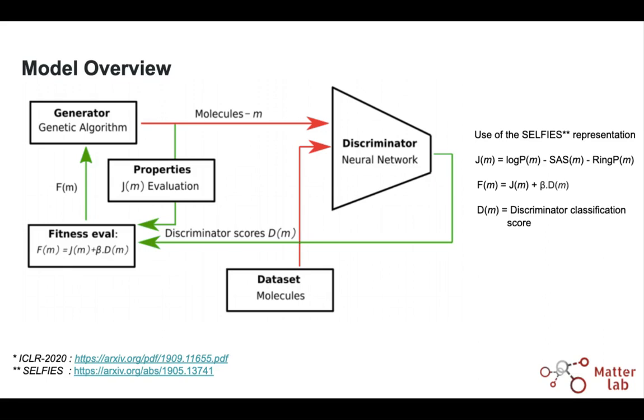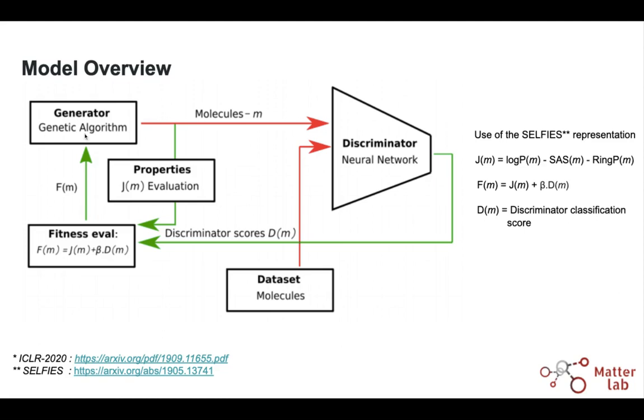For the mutations, we make use of the SELFIES representation. Why SELFIES? Well, SELFIES are 100% valid. So we can essentially make any mutation to a SELFIES molecular string representation, and it will be syntactically valid. This is contrary to the SMILES representation, where mutations don't necessarily lead to valid molecules.